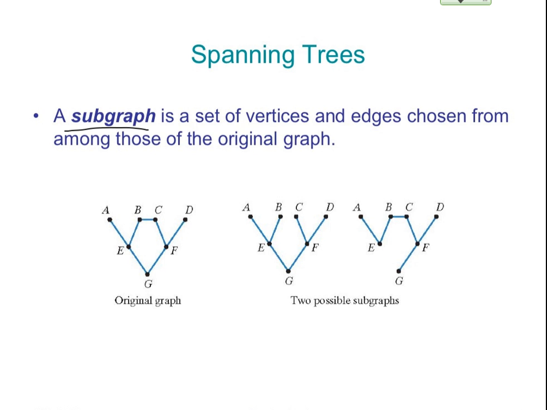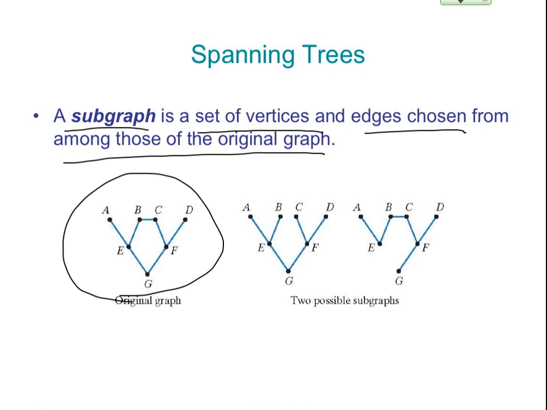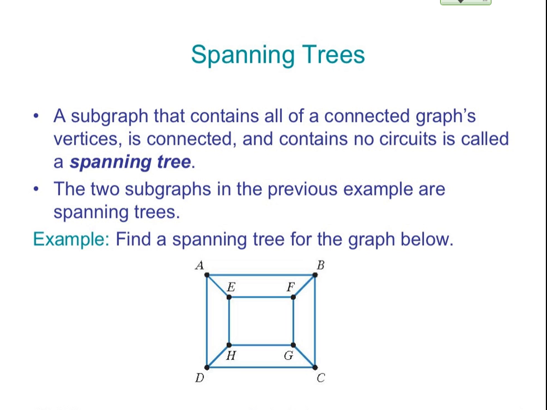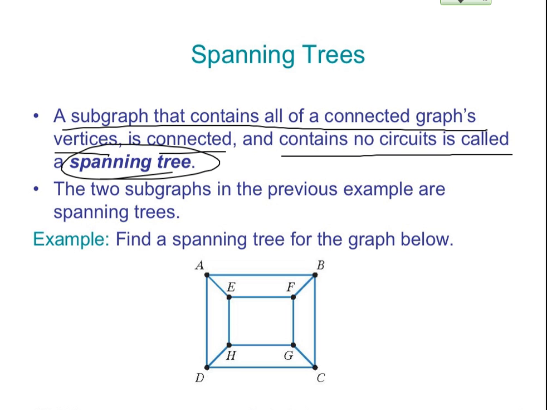A subgraph is a set of vertices and edges chosen from among those of the original. So if we call this the original graph, and I remove this edge right here, that is one possible subgraph. If I start with the original graph and remove this edge, I have a different subgraph. A subgraph that contains all of a connected graph's vertices, is connected, and contains no circuits is called a spanning tree. The two subgraphs in the previous example are examples of spanning trees.